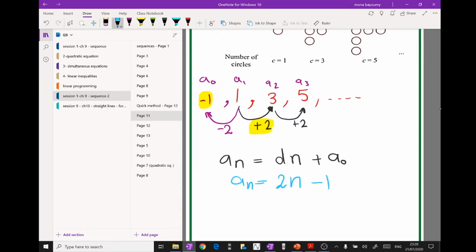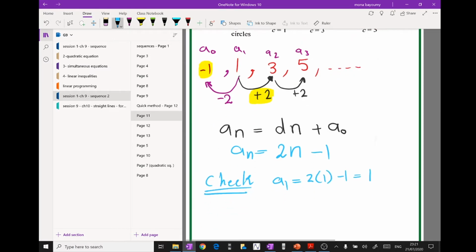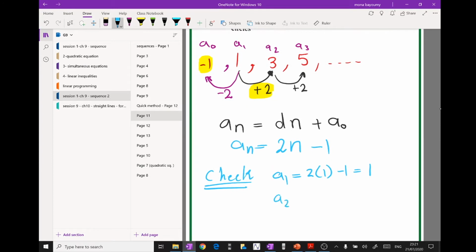Okay, to check our answer, I will substitute n by 1. 2 times 1 minus 1 will be 1. Okay, a2, I will substitute n by 2. 2 times 2 minus 1, it's going to be 2 times 2, 4, minus 1, it will be 3. A3, 2 times 3 minus 1, it will be 5.